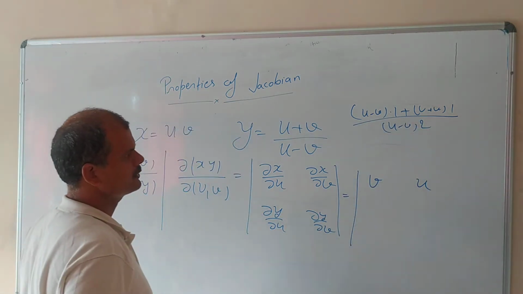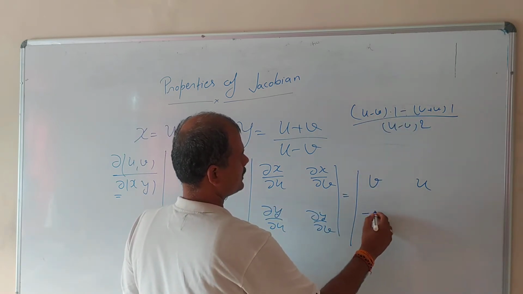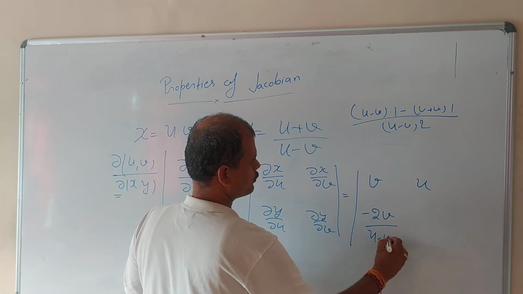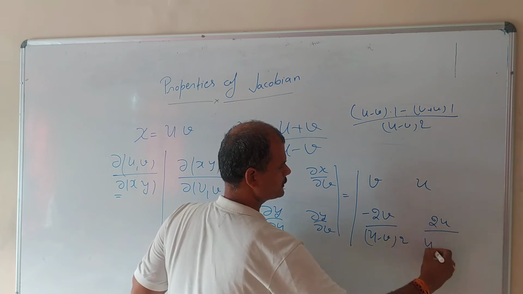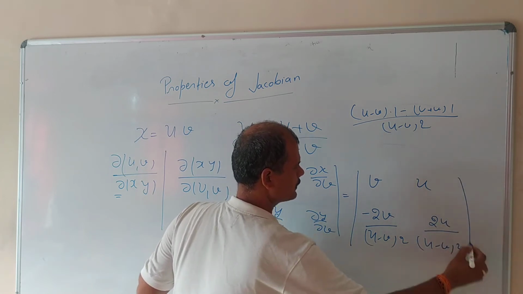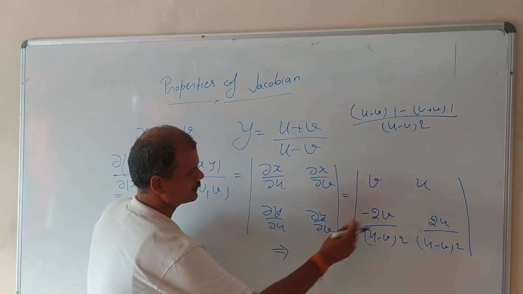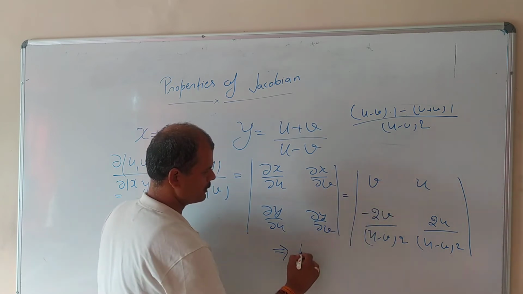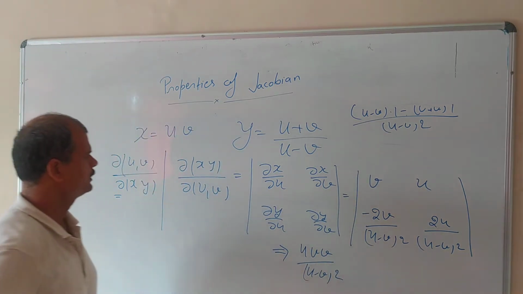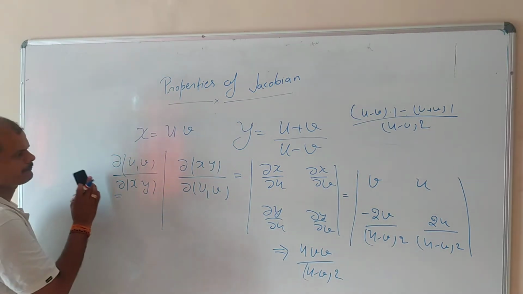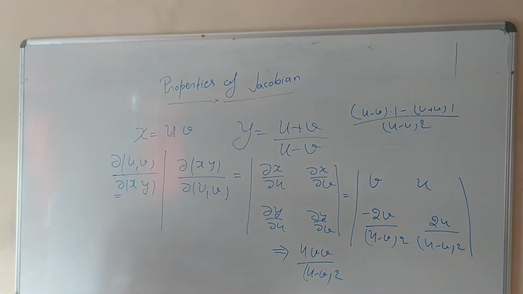So u v will cancel. So we get minus 2v upon (u minus v) whole square. And del y by del v we get 2u upon (u minus v) whole square. Fine. So if you simplify, find the determinant, we get 2uv plus 2uv, 4uv, 4uv divided by (u minus v) whole square. So this is your Jacobian of x, y with respect to u, v. That is your 4uv divided by (u minus v) whole square.